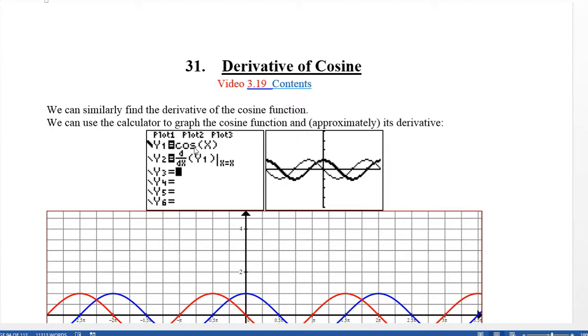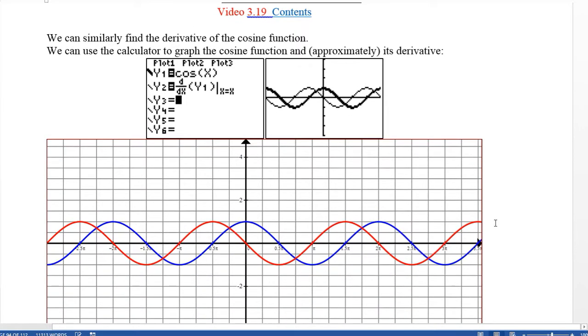One warning, once again: anytime we're doing anything in calculus with trig functions or inverse trig functions, make sure your calculator is in radian mode. And here's a look at the graph. The dark one is the original, and here's the derivative. Or down here in this picture, the blue function is the original, and the red is its derivative.